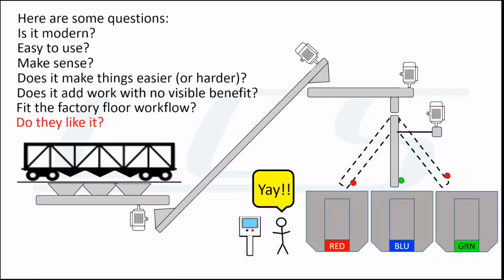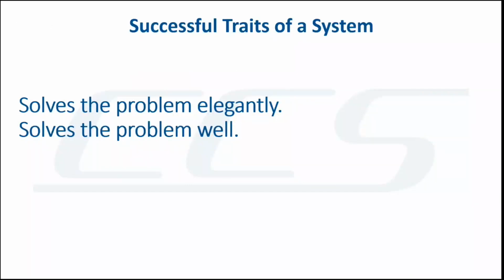And as settled as this might seem, they need to like it. Many people will use things that they like. I think all of us will use things that we like, that we find easy to use and we enjoy. So let's talk about what some traits of a successful system are.